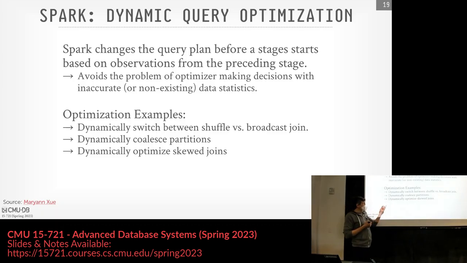So just like before in Dremel, they can switch between a shuffle and a broadcast join. They'll call those partitions. We'll show in the next slide. The way they do it is more primitive than what Dremel does, in my opinion. And then they'll also be able to dynamically optimize a skew join, or potentially also change the join order.